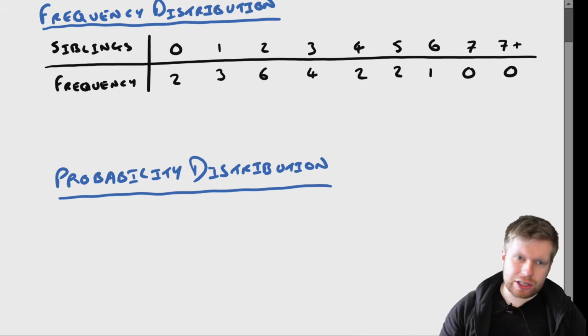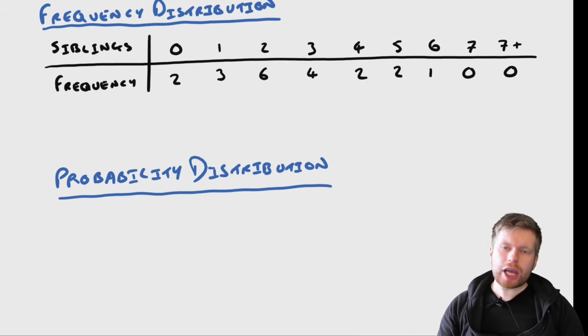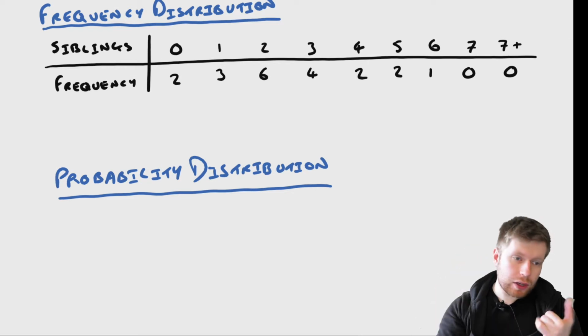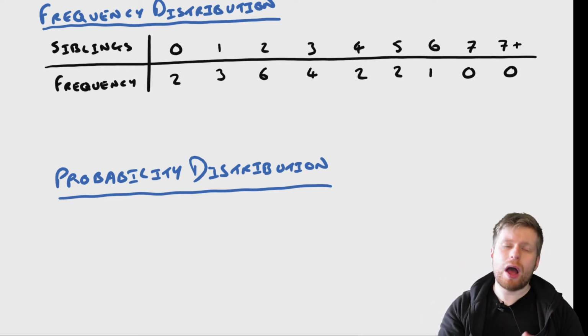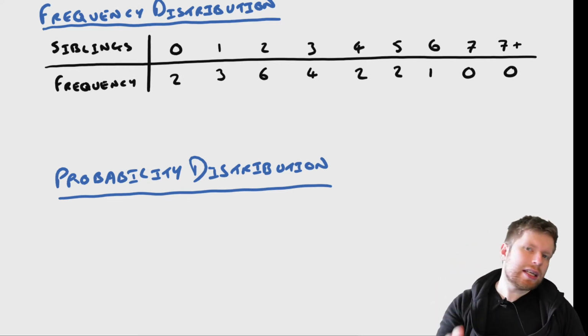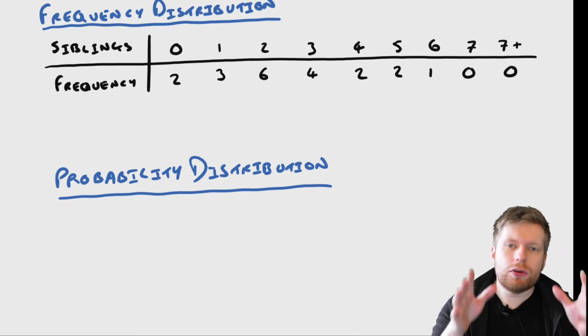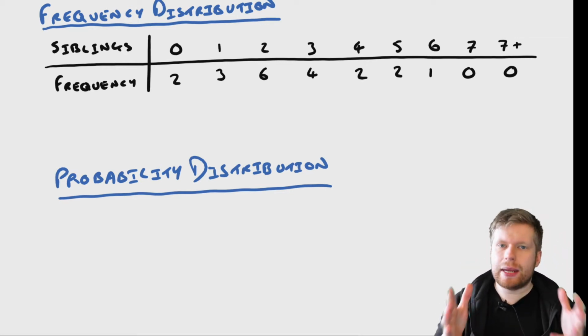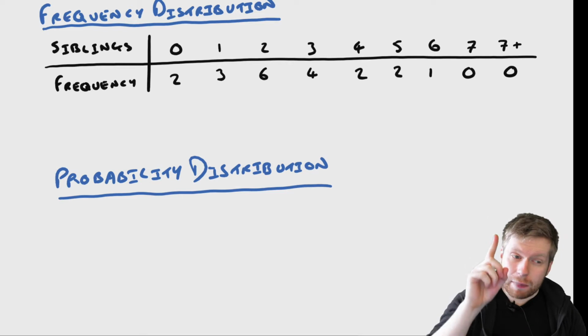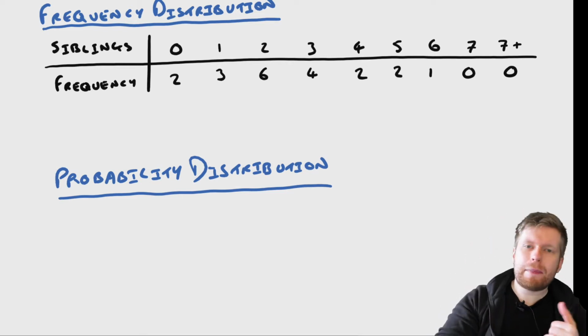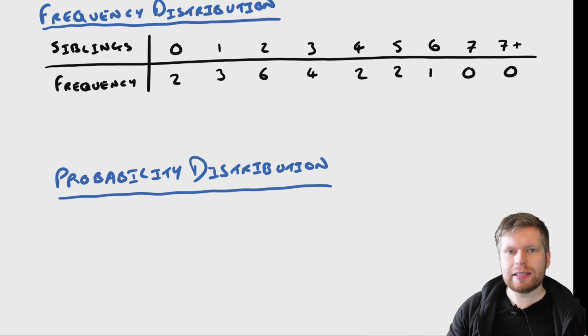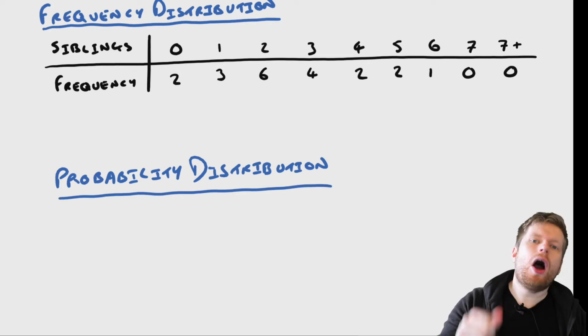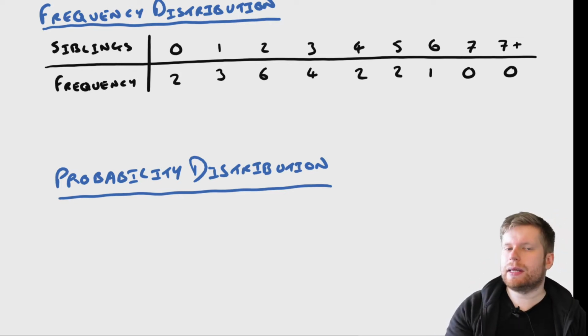With a probability distribution, on the other hand, we're going to change it so that it's not going to give you frequency. It's not going to give you the number of people that have that many siblings. It's going to give you the probability that you select somebody with that many siblings instead. That's really important. It's not going to tell you how many people in our sample had that many siblings. It's going to tell you the probability of selecting somebody with that many siblings instead.